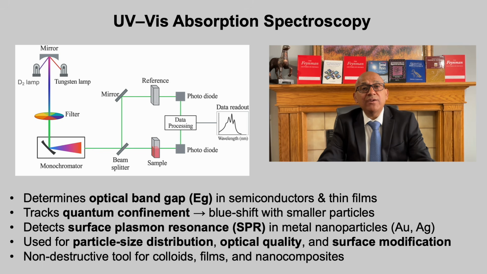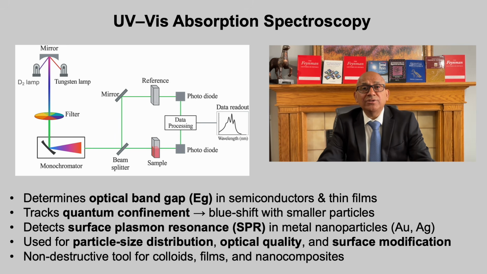So far, we have focused on vibrational spectroscopy, which probes how atoms move. We now shift to optical spectroscopy, which probes how electrons respond to light. UV-Vis spectroscopy measures how much light is absorbed by a sample as the wavelength changes. In semiconductors, a sharp rise in absorption marks the optical band gap energy.